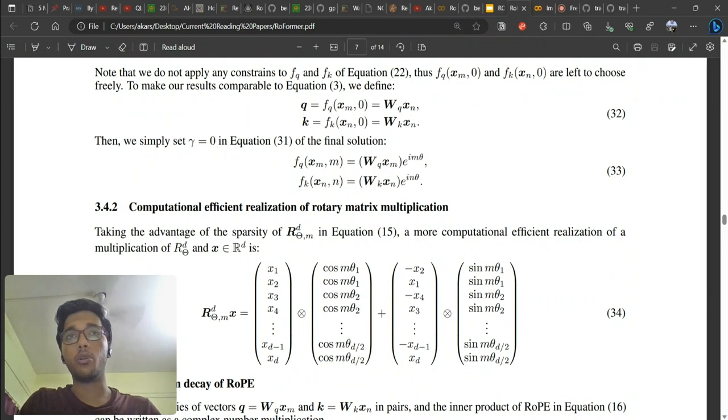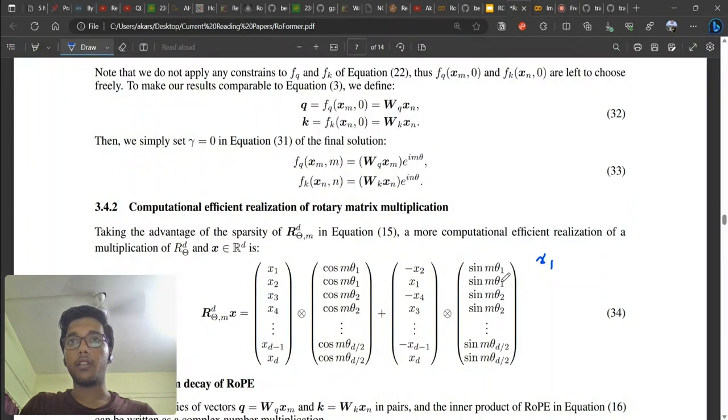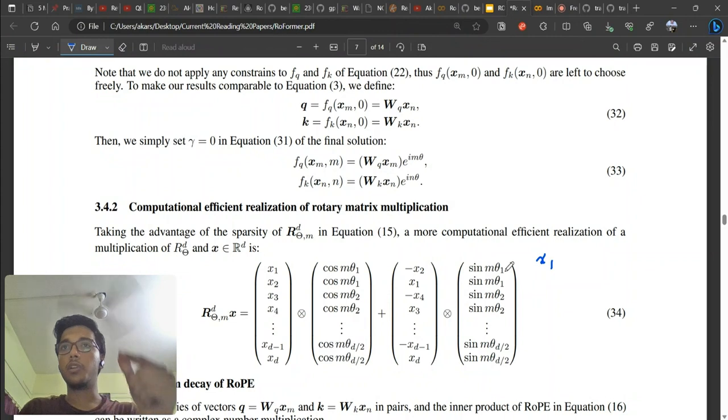Let's say I take the odd ones here. So it would be x1, x3, x5, and so on. So it would be cos of m theta 1, m theta 2, m theta 3, which actually matches our formulation as well, right? And then we would get sine m theta 1, sine m theta 2, sine m theta 3, right?